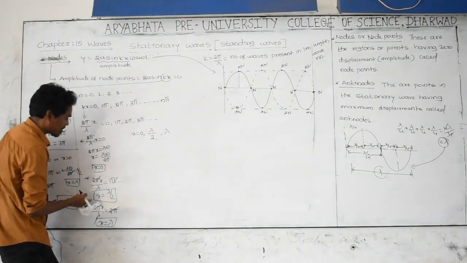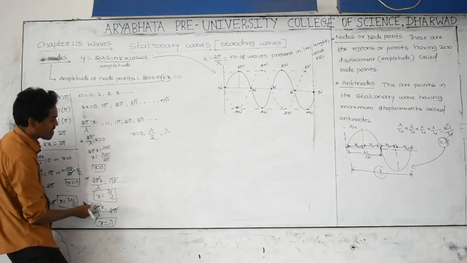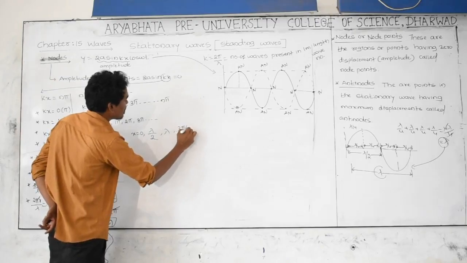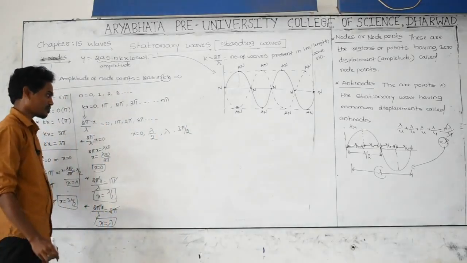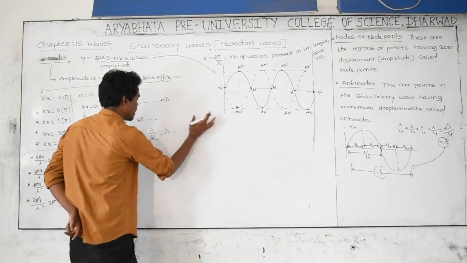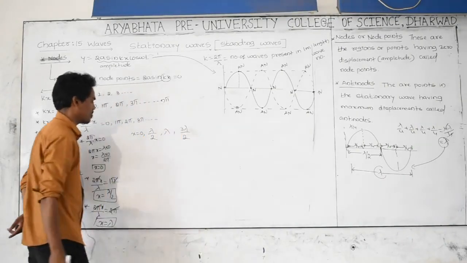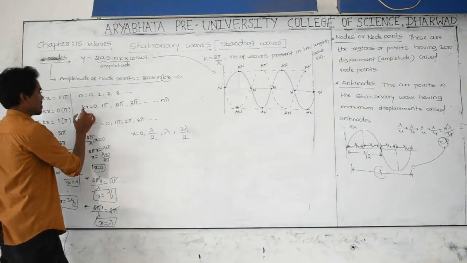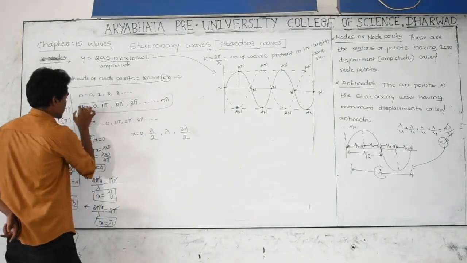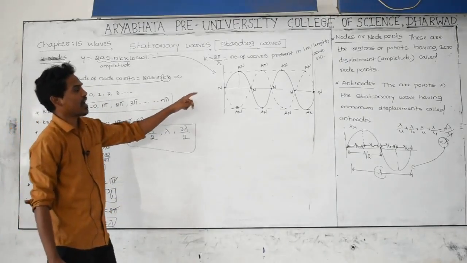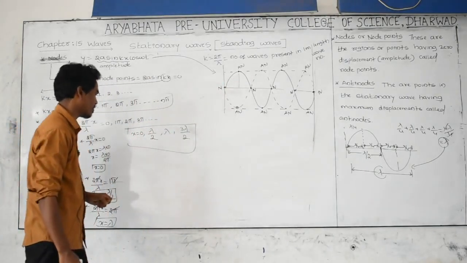Again take the same condition, 2 pi x by lambda is equal to 3 pi, then you are getting x equal to 3 lambda divided by 2. And let us take this and check whether these x values indicate antinode or node. You have to find that out here.